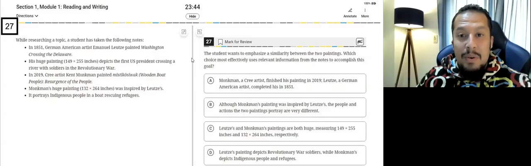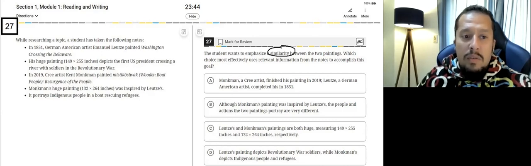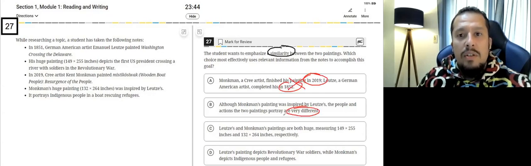Question number 7, final question of module number 1 of test 2. The student wants to emphasize a similarity between two paintings. Go through your answer choices. So for example, answer A, this is not a similarity, right? Answer B, well, it contradicts, tells us how different they are, no similarity.